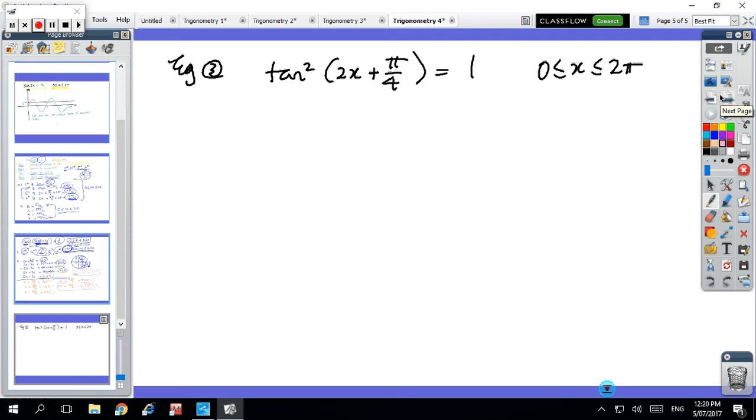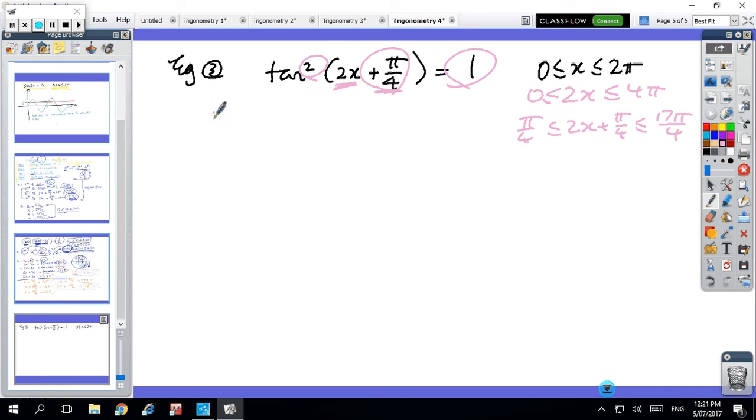Okay, so example 3. We'll work this together. I'll get you started. We've got a double and an add. So the first thing you do is you double, and then we add. When we add, that's 17 pi on 4. Okay, so we've got a squared and we've got a square root. So tan of 2x plus pi on 4 equals plus or minus 1.